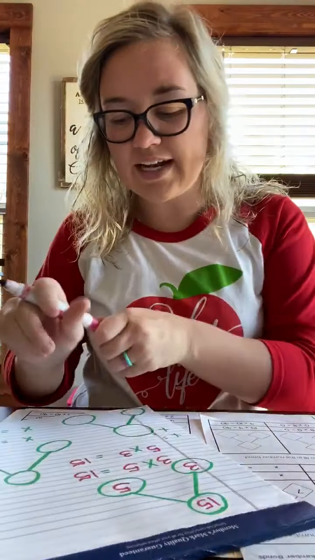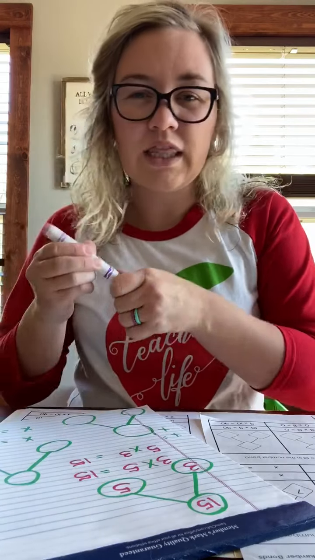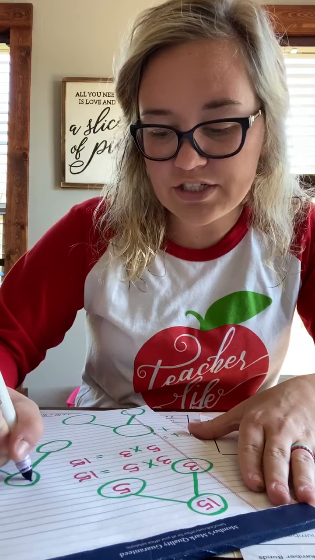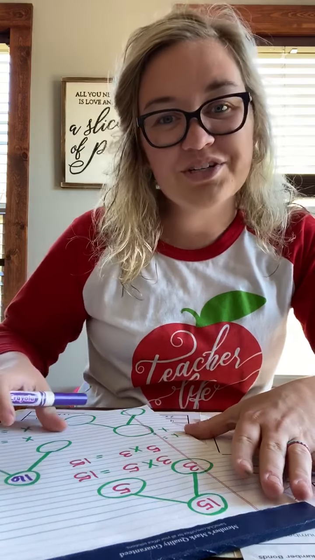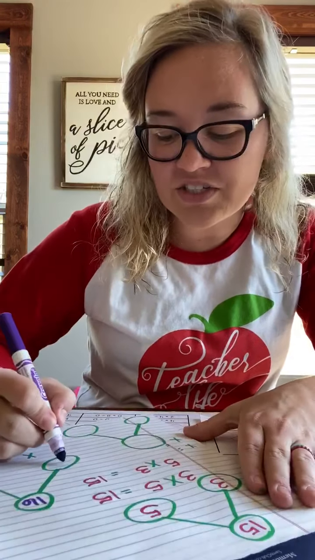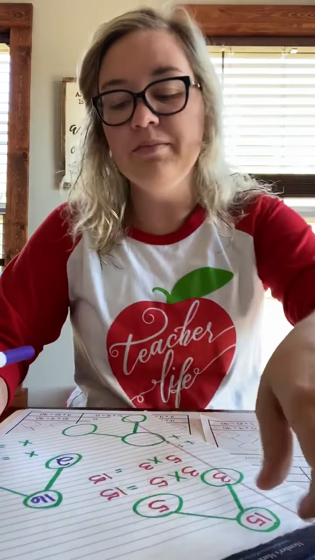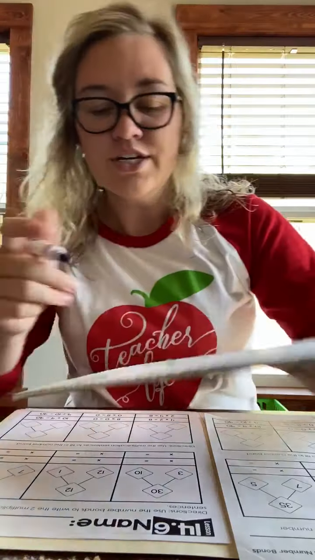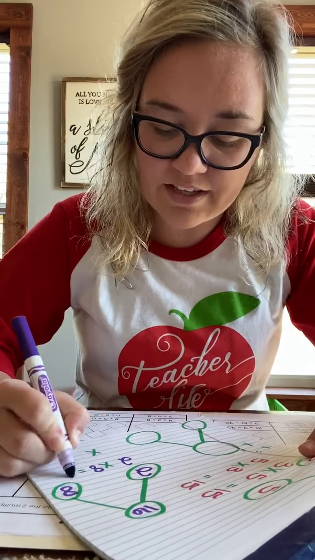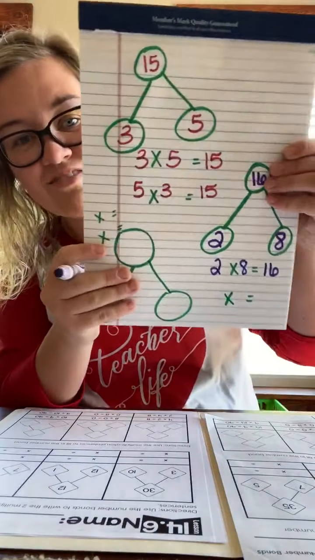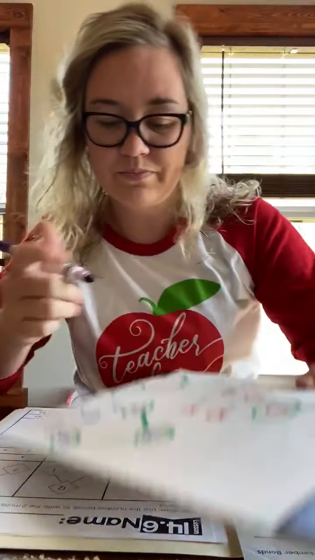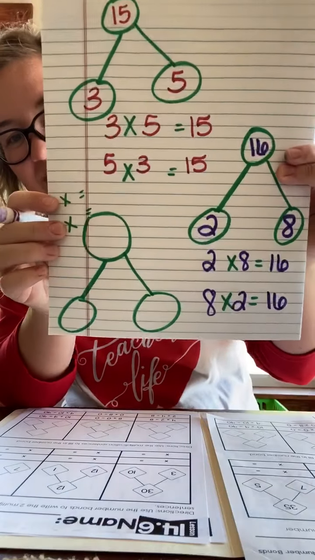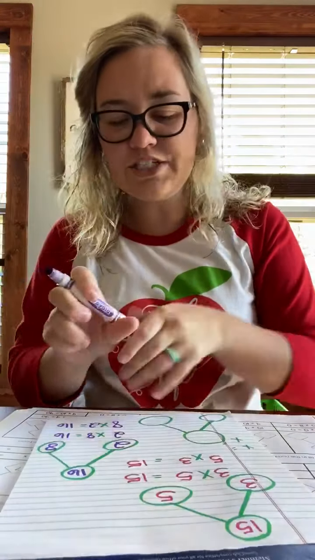All right, let's take a look at another one. Let's do one of our 2s. Let's do 16. So you should tell me that 2 and 8 would help me complete my number bond, because 2 times 8 would give me 16. So 2 times 8 would give me 16, or I could say, flip it, 8 times 2. 8 times 2 gives me 16. Okay, just like that. All right, let's do one more.